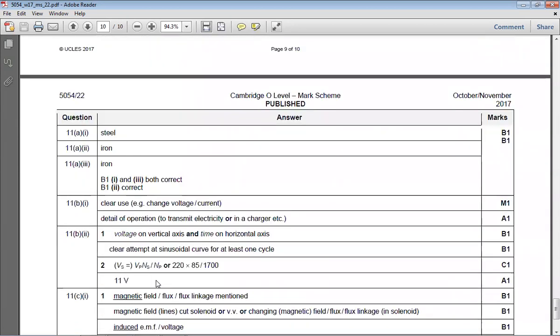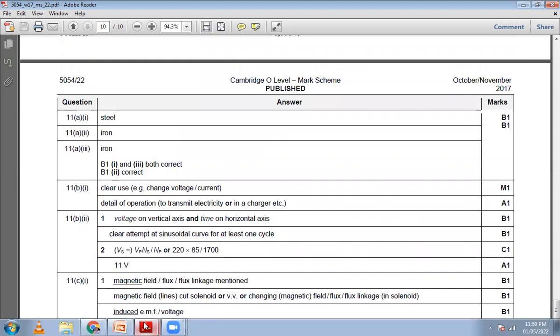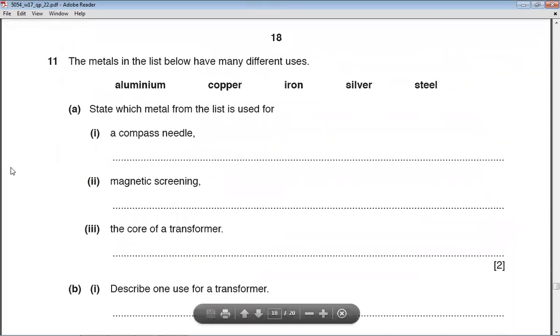Okay, so let's move to the next question. The next question is on your screen, and that's question number 11.